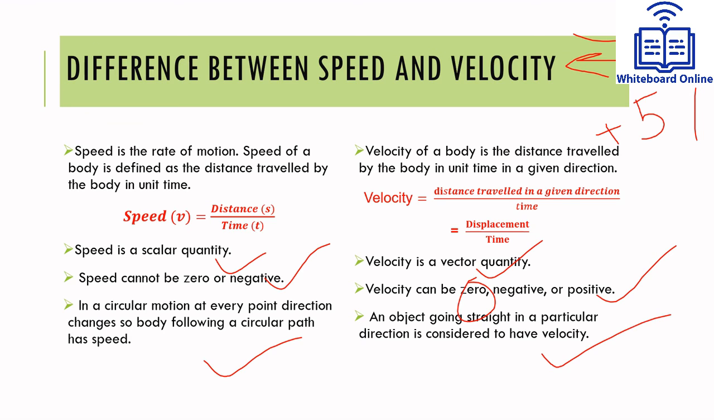Then what will be the example of velocity? Example of velocity will be the velocity of a body moving in a straight line. In a straight line, the body doesn't change its direction, and if it is moving in a constant, particular direction, then speed can be defined as velocity. Hope you have understood the concept.